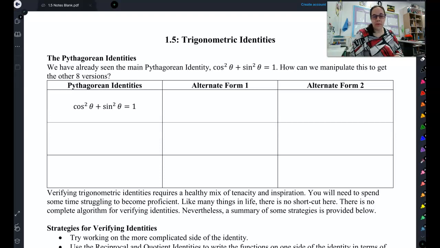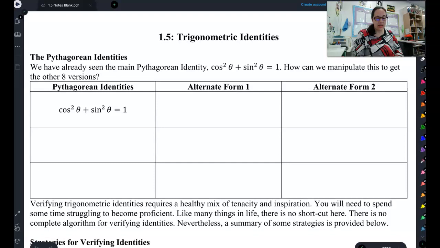Welcome to lesson 1.5. In this lesson, we're going to be talking about proving trig identities. Now, before we get into that, let's actually come up with a few more trig identities that we need to have in our toolbox.